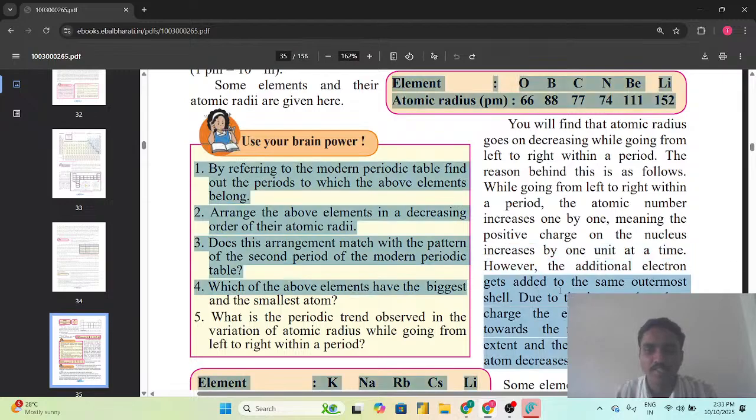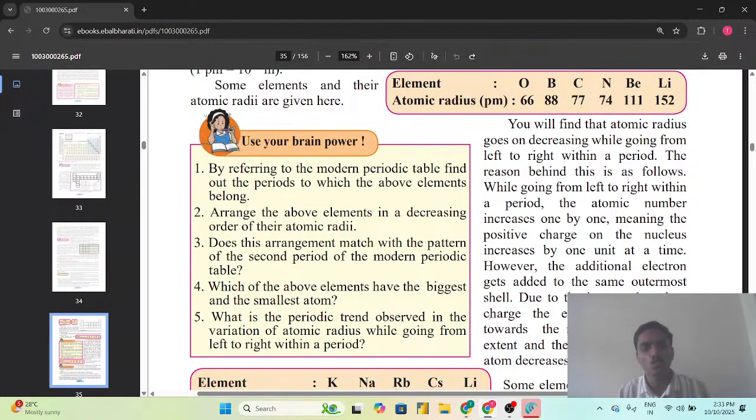However, the additional electron gets added to the same outermost shell. Due to increased nuclear charge, the electrons are pulled towards the nucleus. जैसा कि हमने पहले चैप्टर में ग्रेविटेशन में देखा था, everything in the universe which is present tries to attract everything. There is a weak gravitational force that exists, लेकिन gravitational force तो exist करता है. So that gravitational force, electrostatic force, these are all the forces which are also acting in the new atom; nucleus and electrons are also having attracting force, and the protons which are present in the nucleus also experience this kind of force.